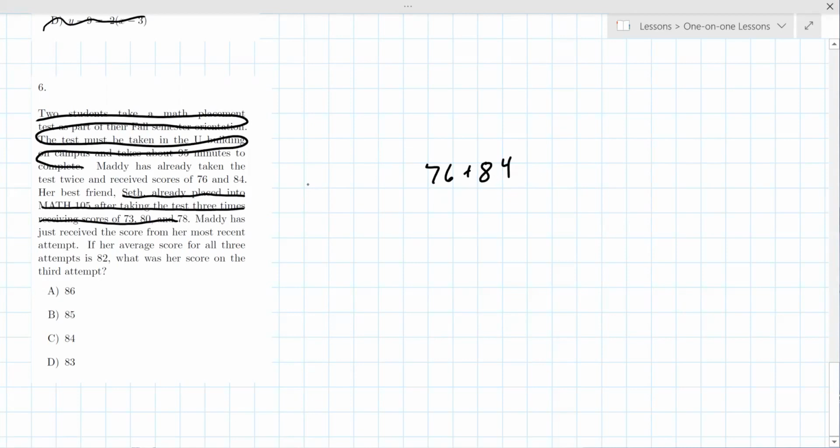Okay. So if you want to find an average, you take the number of scores. How many times did you take the test? 3. Oh, 3. So you divide by 3, and that equals 82. Okay. So there are many ways you can solve this. One is to multiply the right side by 3 and then subtract this out.